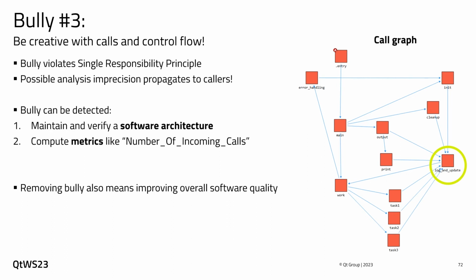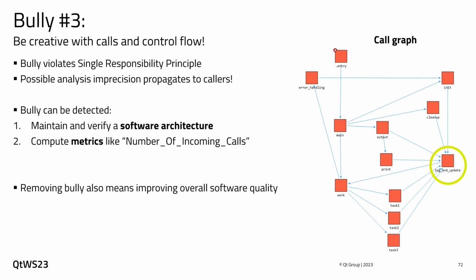And also, the tool can even help you in another way. You can also compute metrics like number of incoming calls. This log and update would have a very large number for that metric, and this is reported to you with a very simple analysis. And so you can also see there is a bully, and you can actually use the tool itself to get rid of the bully. And again, this would also mean that the software quality is improved.